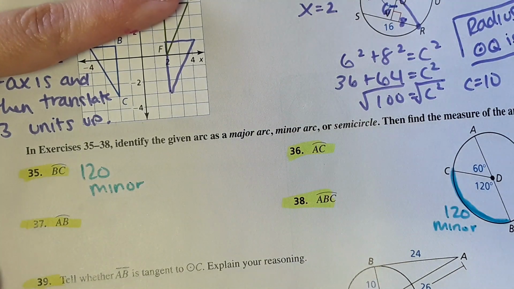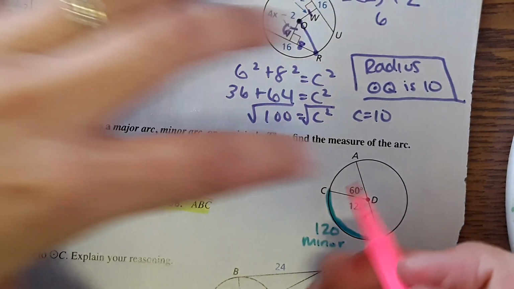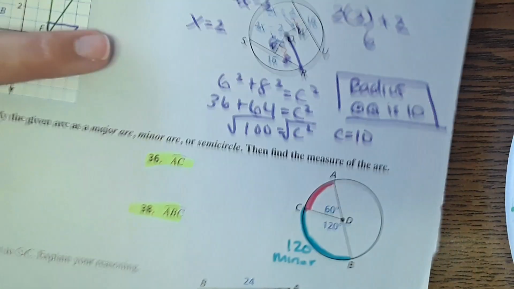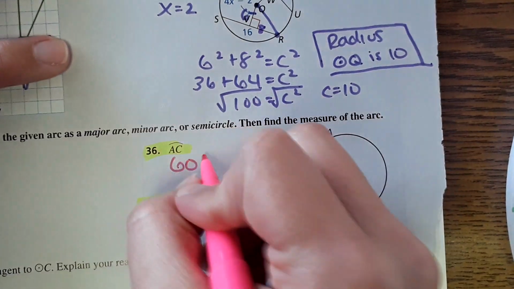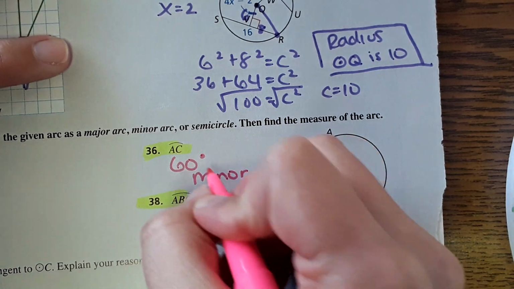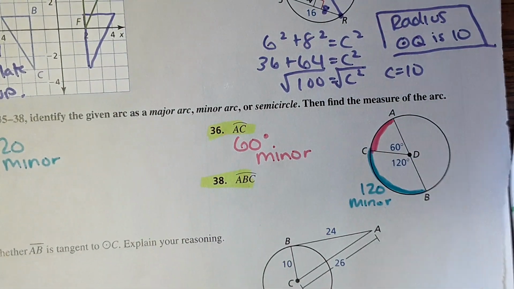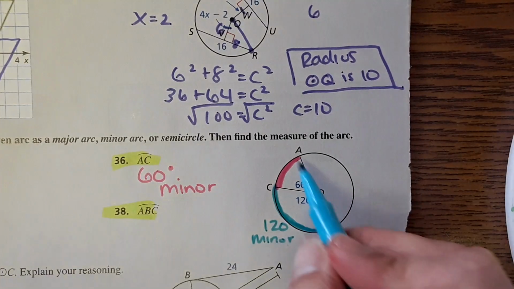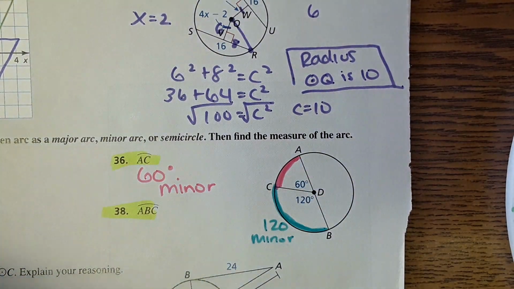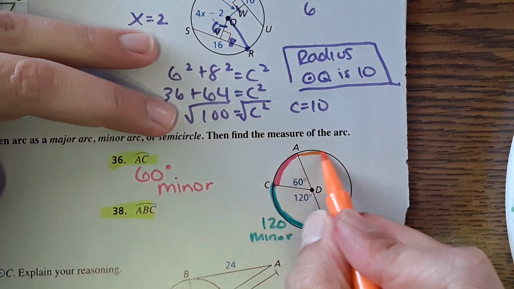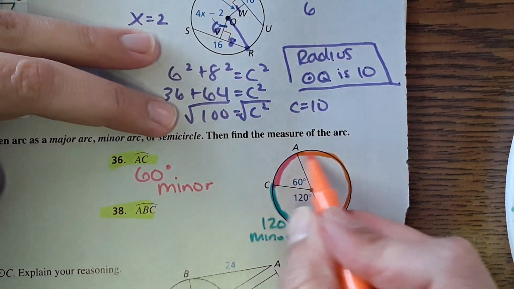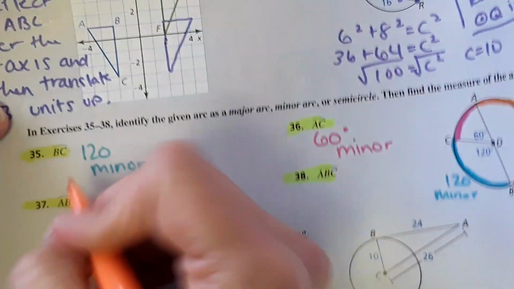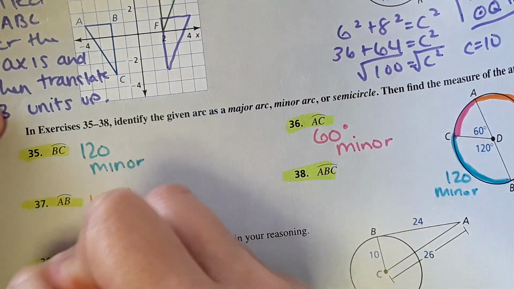Using another color, it says AC right here. So AC right here, 60 degrees. And again, minor arc. If it's less than 180, it's a minor arc. Then it says AB, so you could either go around this way or the other way. It doesn't matter. From A to B right here is half the circle, so that would be 180. Then it would be semicircle.